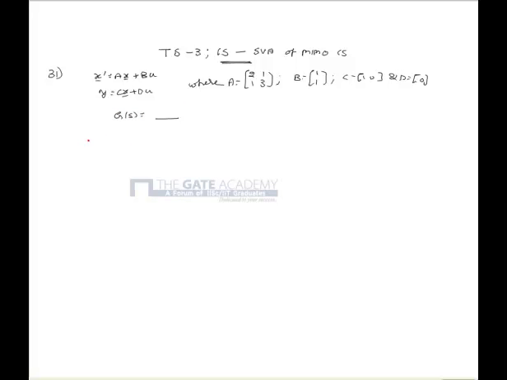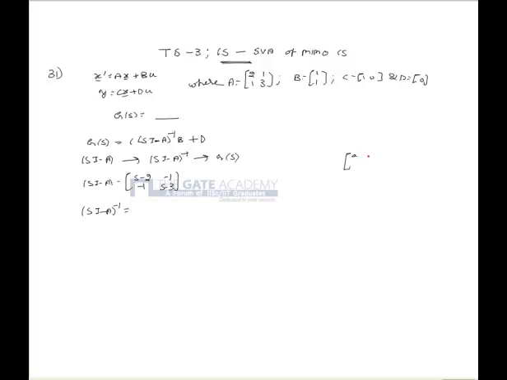We know that for a given control system with the state variable representation as shown, the transfer function is given as G of s is equal to C into (sI minus A) whole inverse multiplied by B plus D. So we have to find sI minus A first, then (sI minus A) whole inverse, from which we can find G of s. So sI minus A is equal to [s minus 2, minus 1; minus 1, s minus 3]. Now we have to find (sI minus A) whole inverse.